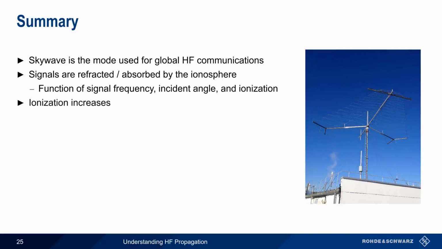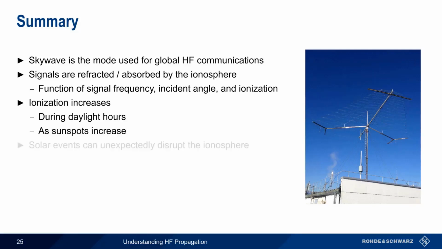Generally speaking, this ionization increases during daylight hours while the sun is illuminating that side of the Earth. On a longer time scale, ionization also increases as the number of sunspots increases, the number of sunspots following a roughly 11-year solar cycle. Aside from these semi-regular effects, certain types of solar events can unexpectedly or unpredictably disrupt the ionosphere and hence HF propagation. Solar flares are the most common of these, and flares can lead to so-called sudden ionospheric disturbances, polar cap absorption, and both geomagnetic and ionospheric storms.